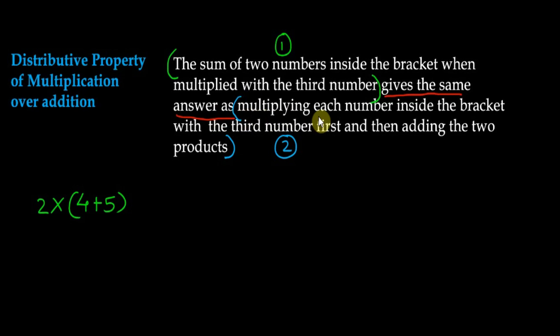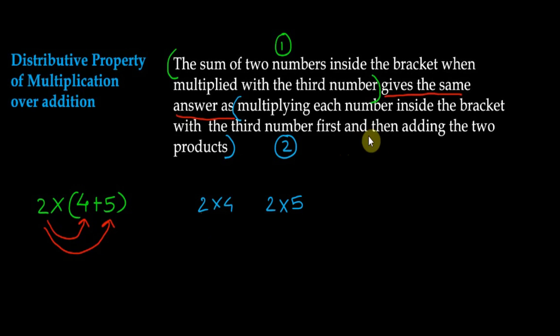So it says multiplying each number inside the bracket with the third number first. So what does that mean? That means we have to multiply each number inside the bracket, that is 4 and 5, with 2 first. That means we will multiply 2 to 4 and 2 to 5 separately. So what we will get? We will get 2 times 4 and 2 times 5. So that means we are multiplying 4 and 5 separately by 2.